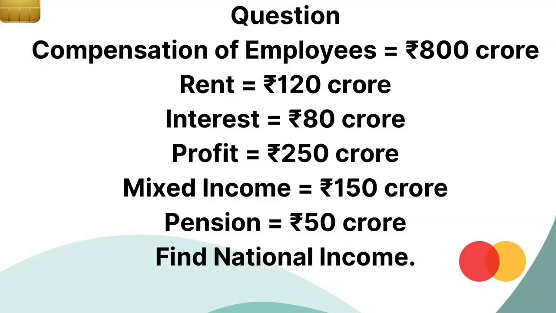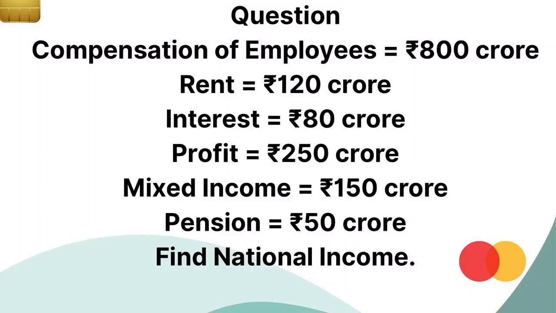We are given compensation of employees 800 crore, rent 120 crore, interest 80 crore, profit 250 crore, mixed income 150 crore, pension 50 crores. Many students immediately add all 6 values. That would be incorrect because before adding anything, identify which item is a factor income. Compensation, yes. Rent, yes. Interest, yes. Profit, yes. Mixed income, yes. Pension? No. Pension is a transfer payment, so we exclude it.